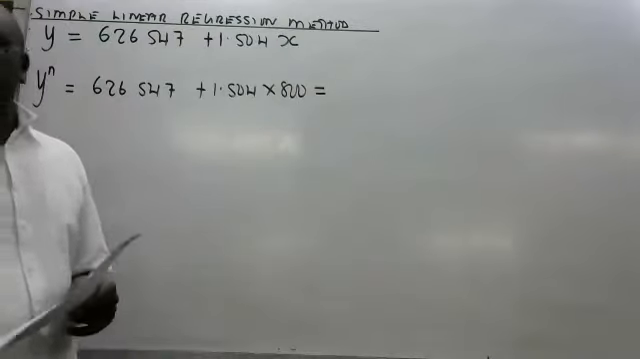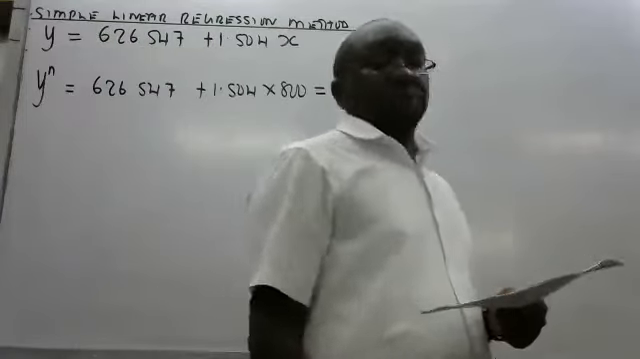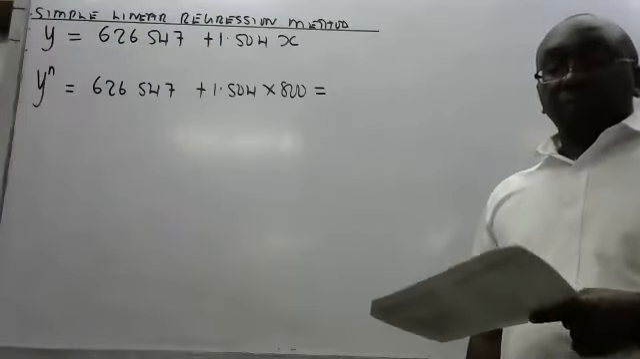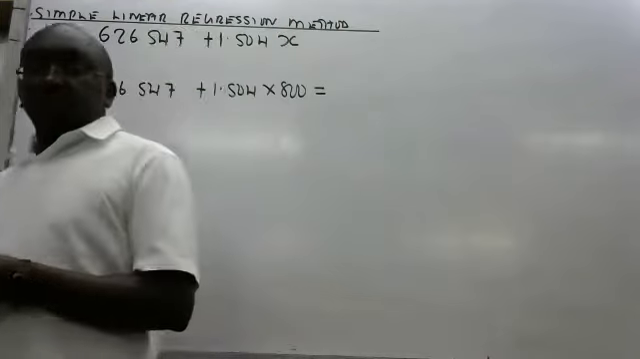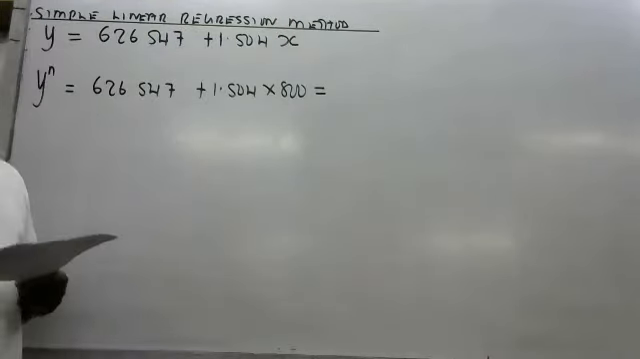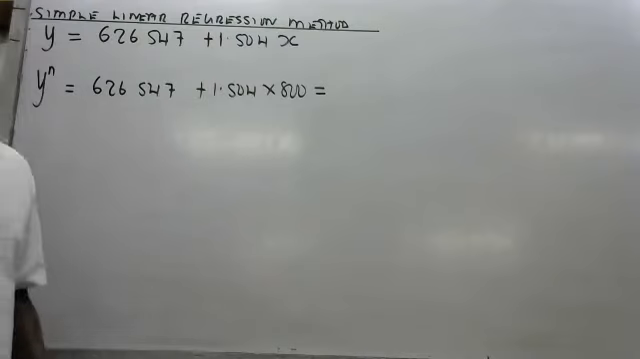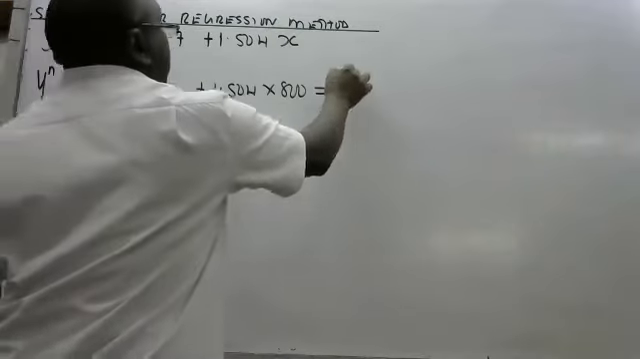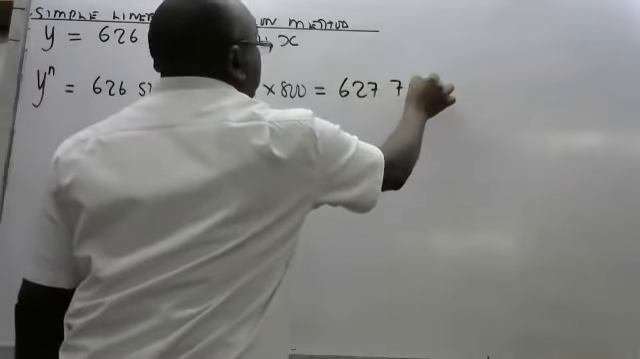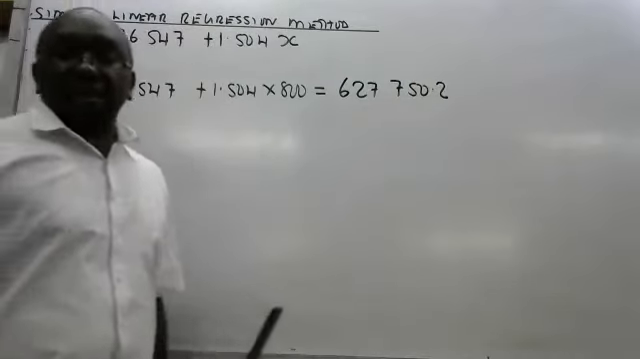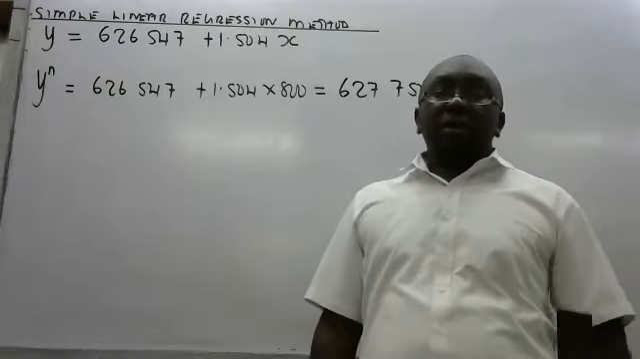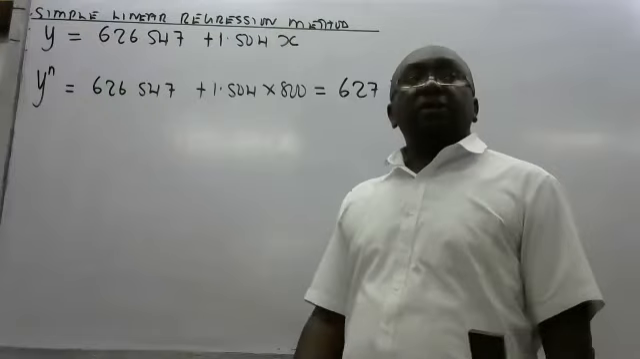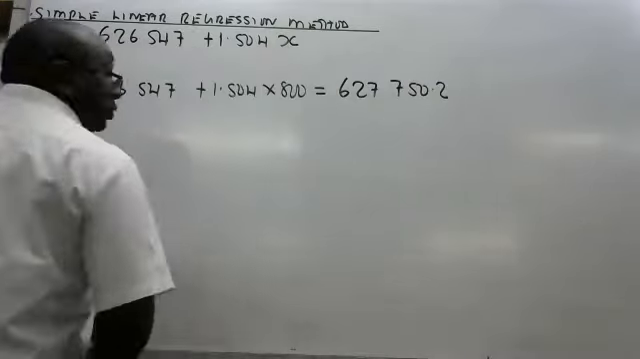Someone send me the answer quickly. Yeah, 627,750.2. That one was as simple as that. You just use the results. But if they have not given you the results, then you work out a normal regression equation, which we know so well how to go about.